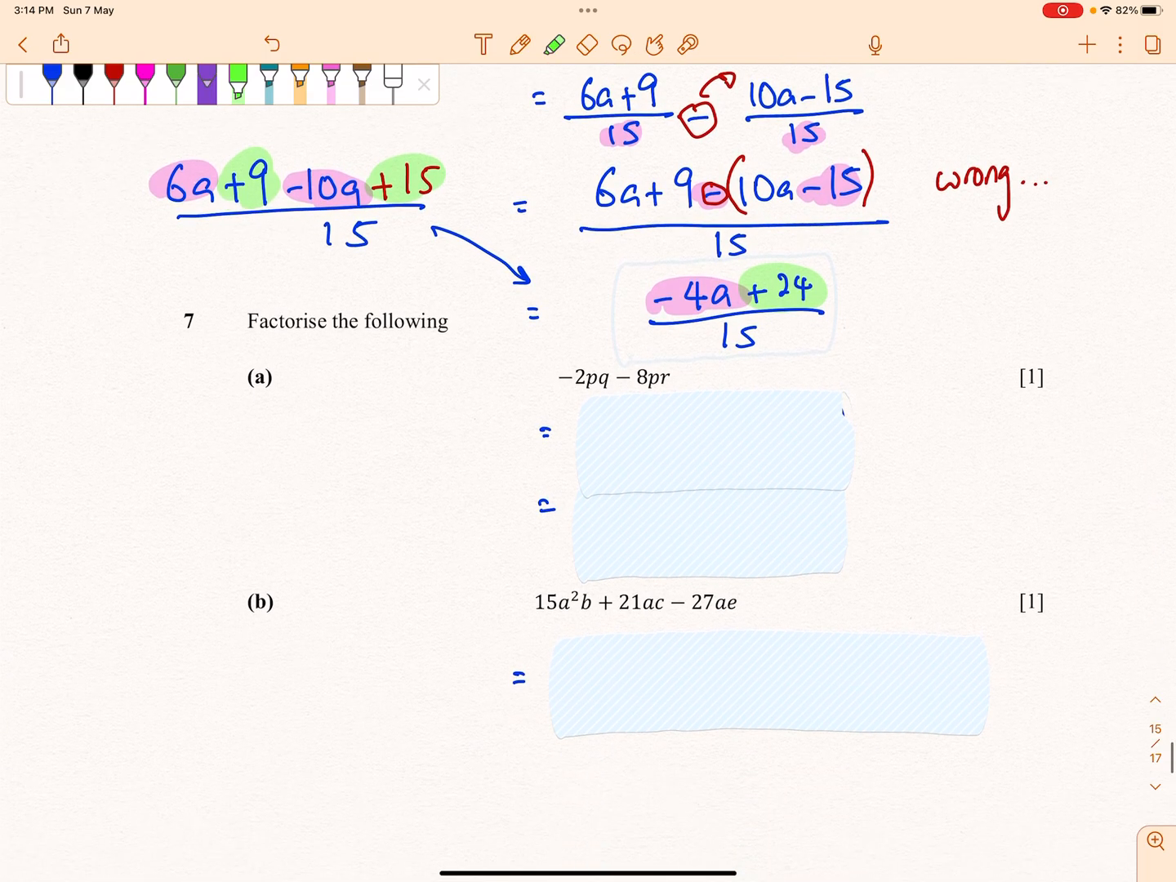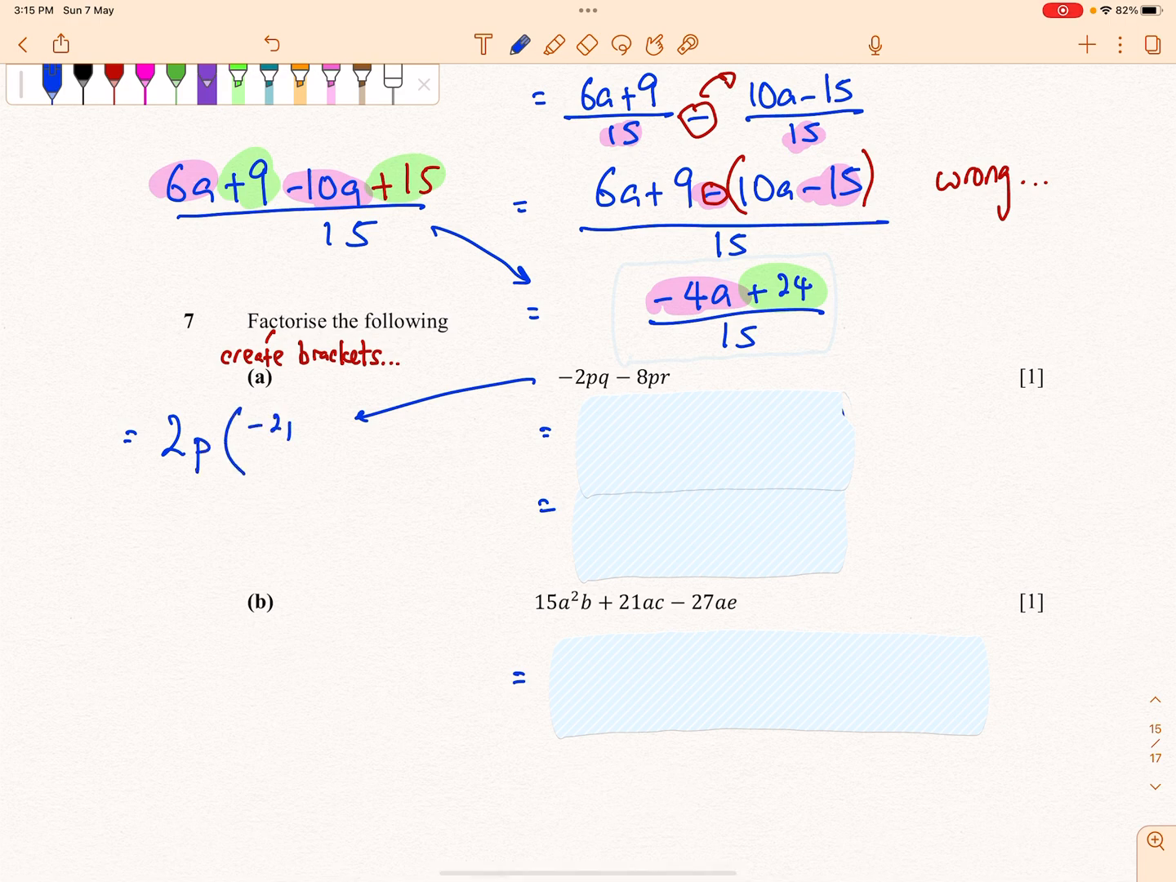Last question, question 7. I want to factorize these together. Now, factorize, to recap, means I want to create some brackets. So how do I create the bracket? What I can do is I can find common numbers. So this is how it looks like. Looking at 2 and 8, 2 seems to be a common number. So I could take out 2. PQ and PR, P is the common alphabet. It seems that I can take out P.